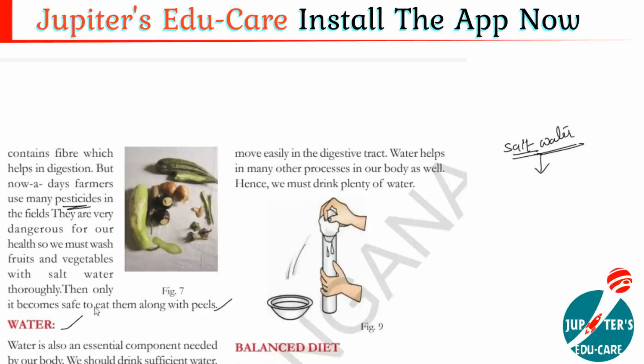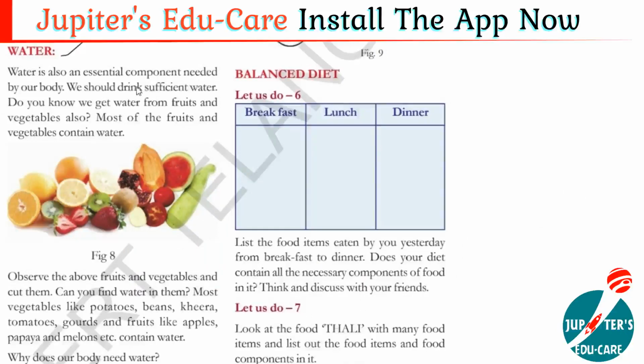Then come to water. So what is the use of water? Water is an essential component needed by our body. Do you know, children? Nearly 70% of our total body composition is made up of water. See how essential water is for us, it maintains ionic balance. Water helps us in various ways, so that's why we need to consume enough water.